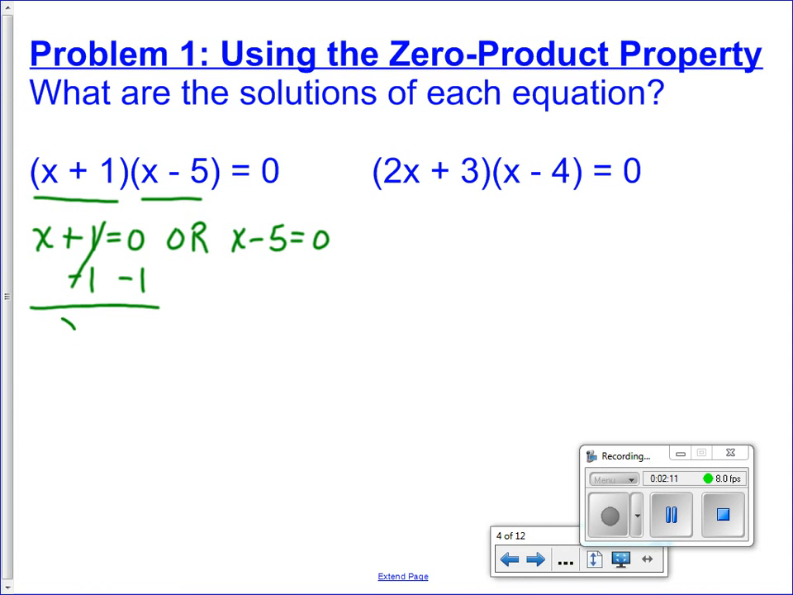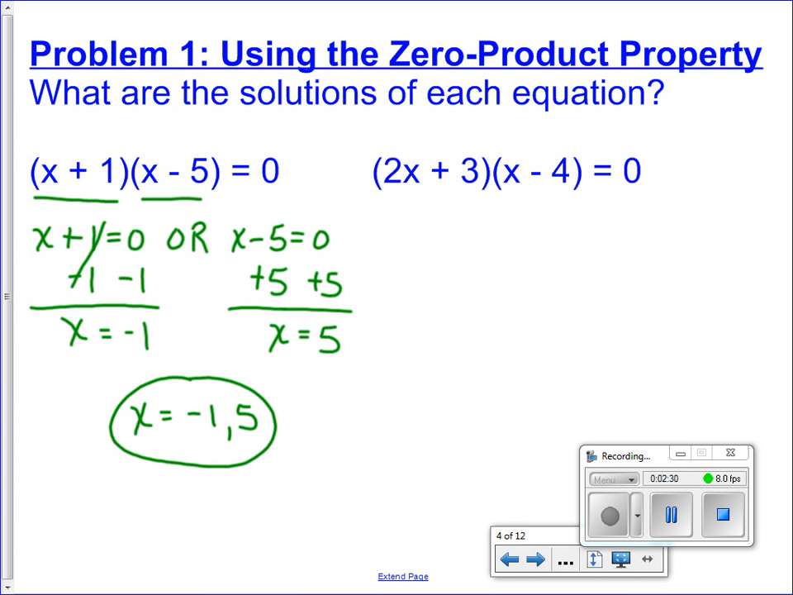Subtracting 1 from each side, I get x equals negative 1. On my other equation, if I add 5 to each side, I get x equals 5. So I have two solutions here, negative 1 and positive 5. And if we were to graph this quadratic equation, you would find that the parabola will intersect the x-axis at negative 1 and positive 5. All right, let's go to the next problem.